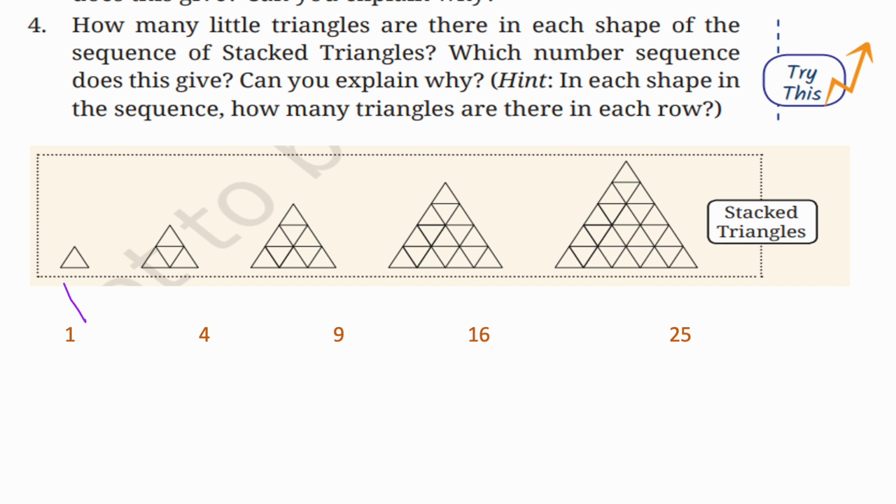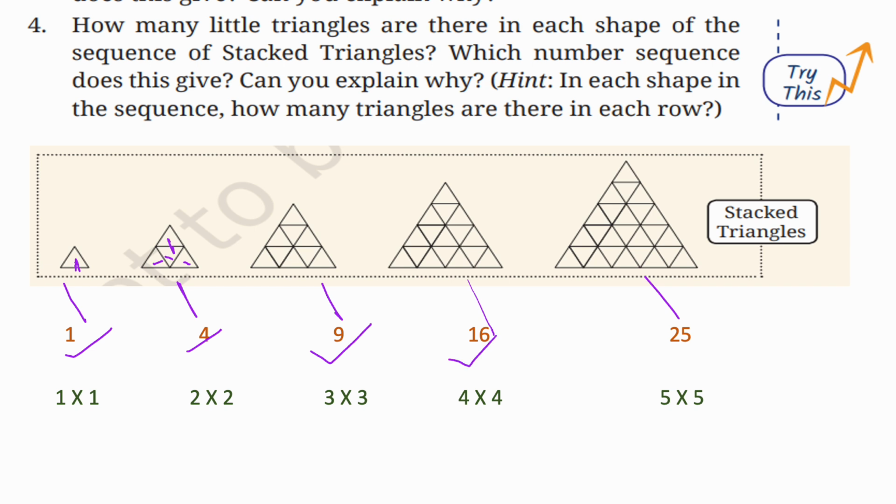Only 1. Then, in the next one, 1, 2, 3, 4. 4 little triangles are there. Then in the next figure, 9 little triangles are there. Then in the next figure, 16 little triangles are there. And in the last one, 25 little triangles are there.